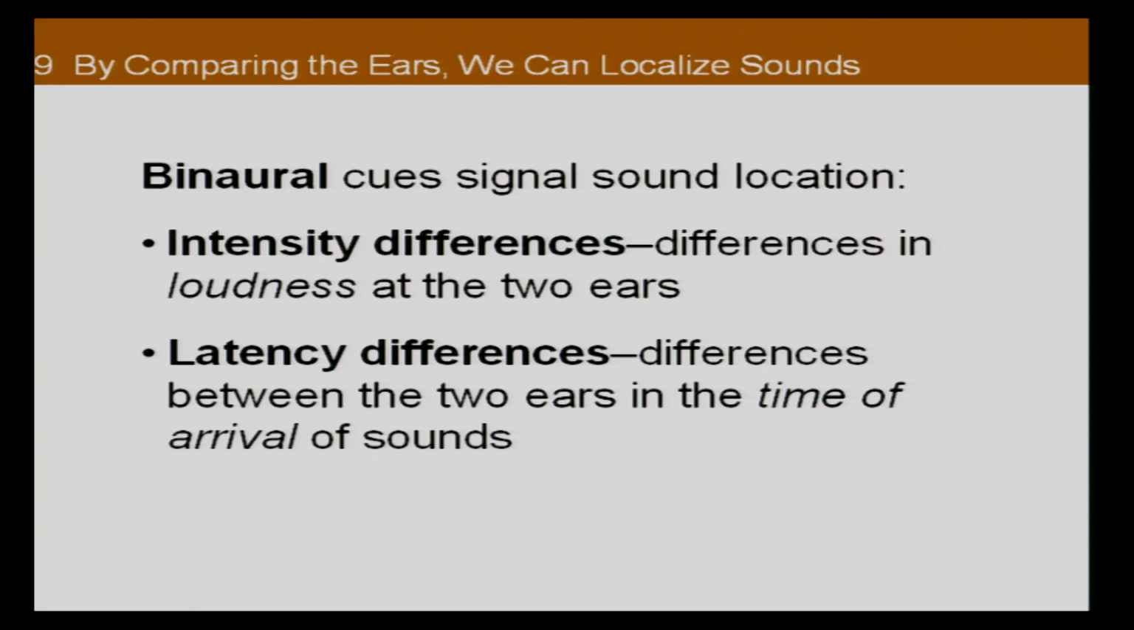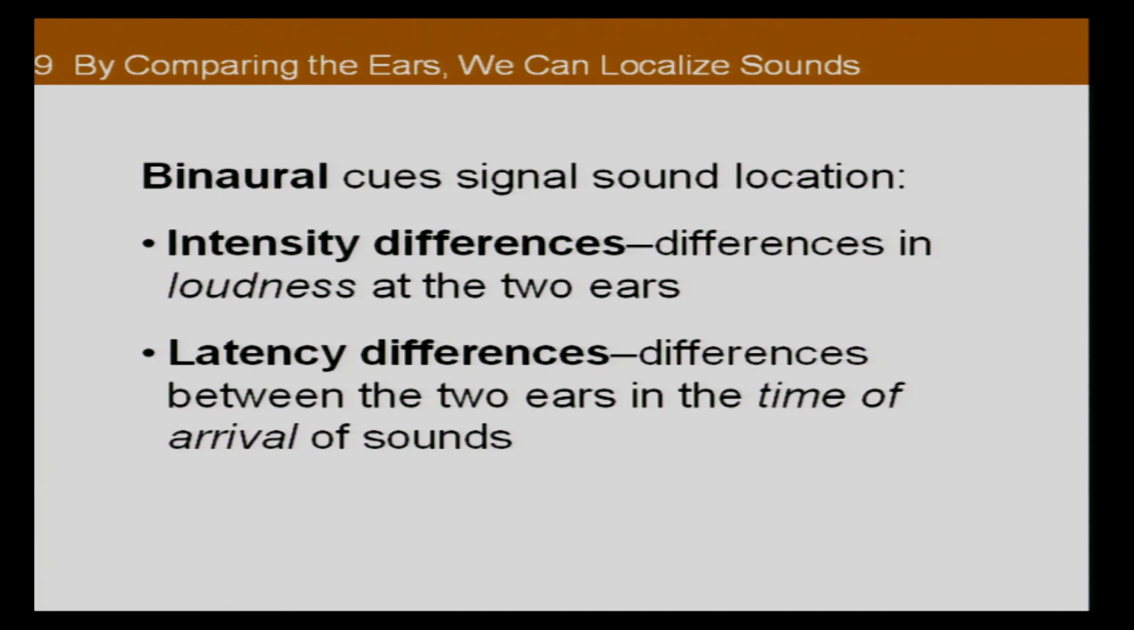And there are two major cues that you use to localize sound. One is intensity differences, okay? Differences in the loudness in the two ears. So if somebody is talking over here, that sound will be louder in my right ear compared to my left ear. And my brain can compute that and say, oh, the sound is coming from over there.